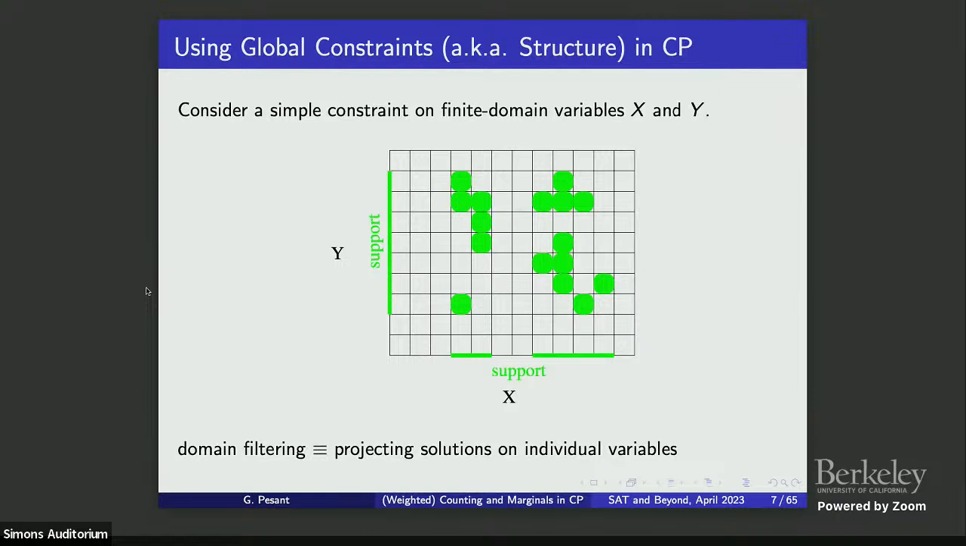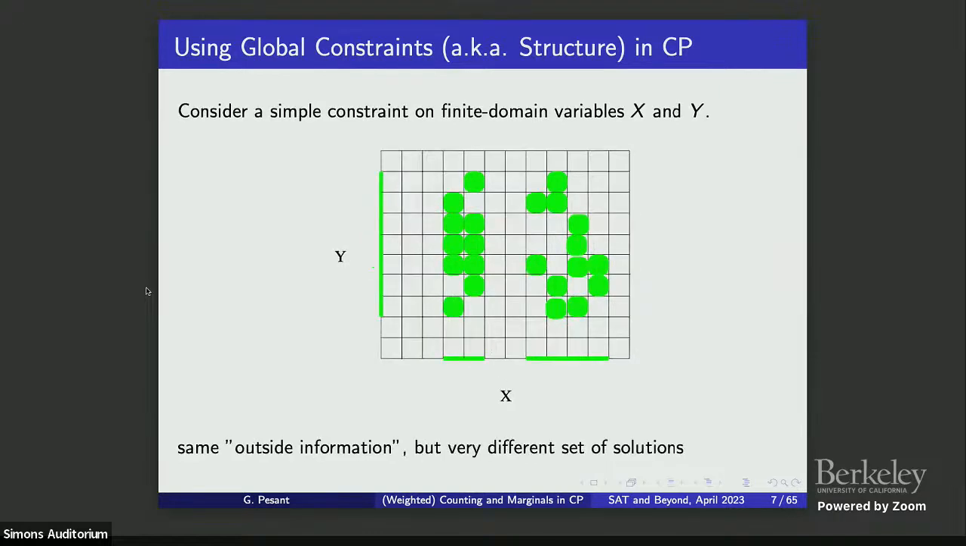So that's what you want to do ideally, typically in CP. Okay. But that's only part of the picture. Consider a totally different set of solutions here for another constraint. This one has exactly the same support. Okay, projections are the same. So if you just look at the outside information you get from projecting, from the domain filtering, you don't really distinguish between the two sets of solutions, the two constraints, really.